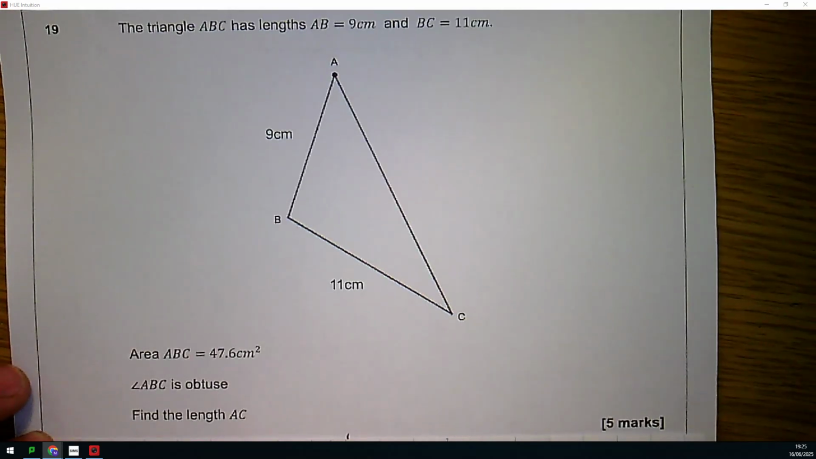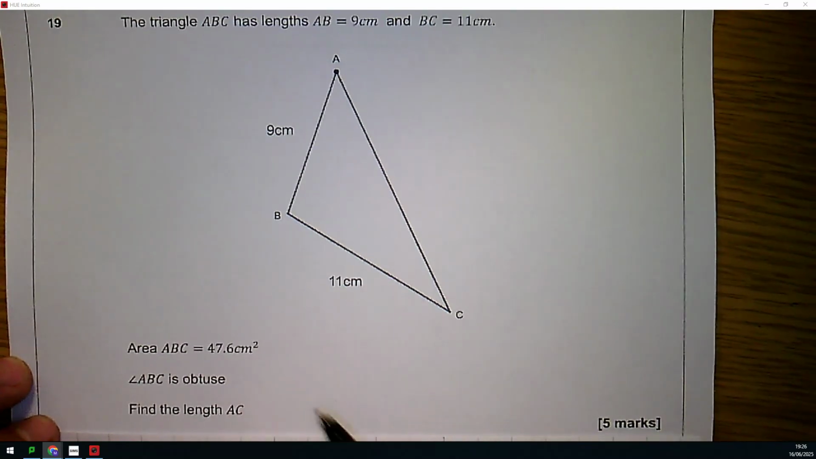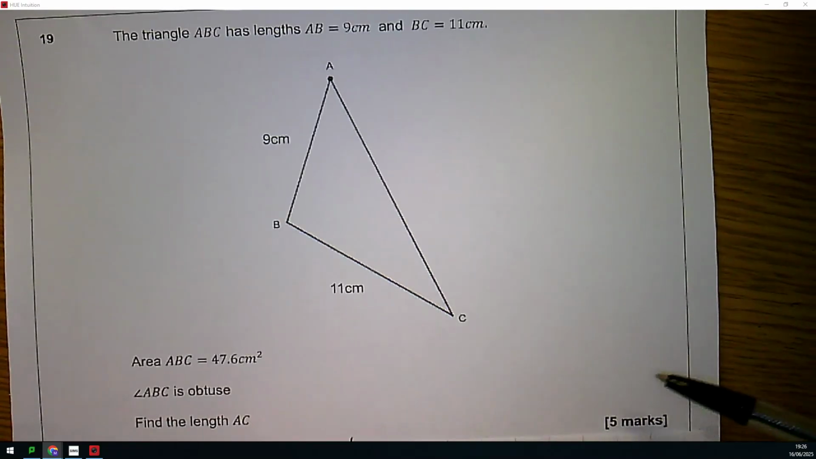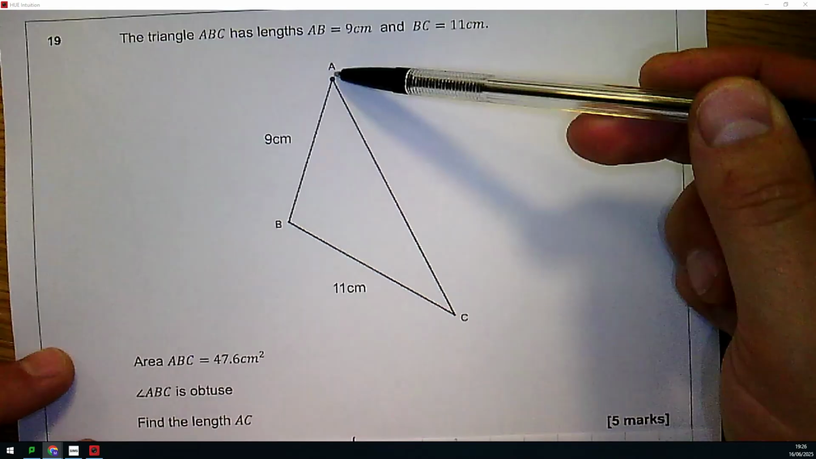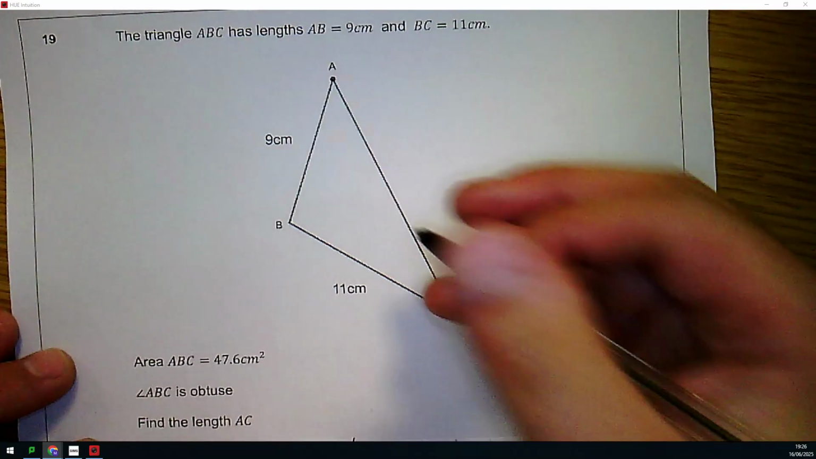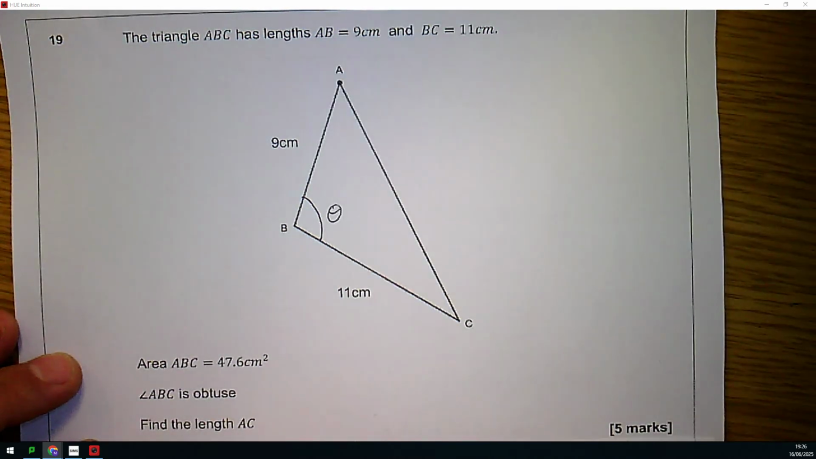Question 19 is a large question and reads: the triangle ABC has lengths AB equals 9 centimetres, BC equals 11 centimetres. We're told that the area of ABC is 47.6 centimetres squared and that angle ABC is obtuse. Find the length AC. Well, we've got an area and we're probably going to have to work backwards to find this missing angle in between the two lengths.